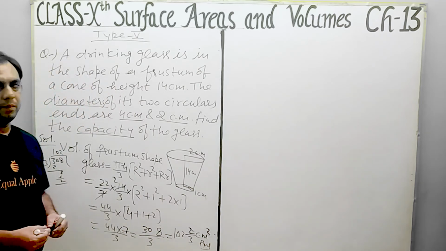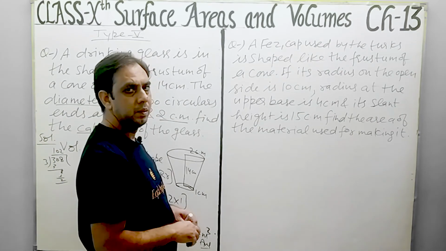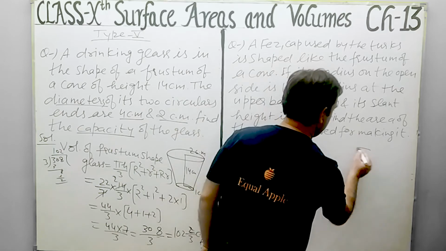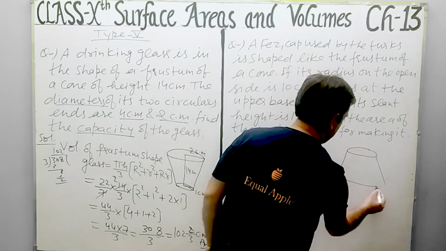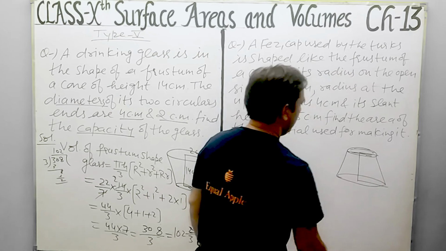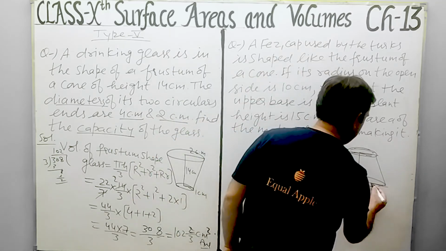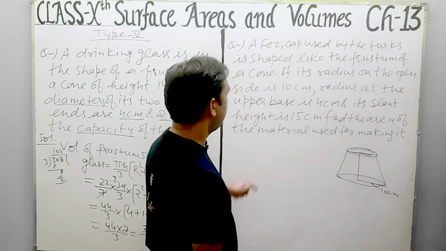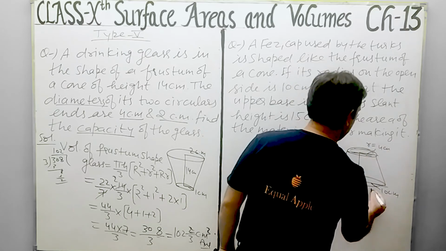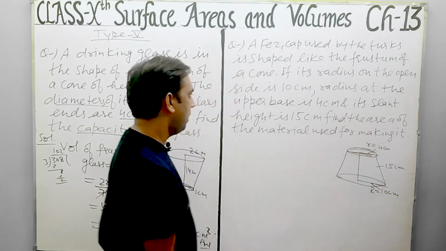Right, now we will come to the next question. In the next question we can see, so in this question a fez cap used by Turks is in the shape of a frustum. So a fez cap is something like this, right, its upper end is closed, and open from the bottom end, and if its radius on the open side is 10, that is this side, and radius of the upper base is 4 cm, it is smaller, and its slant height is 15, that is this side, then find the area of the material used.